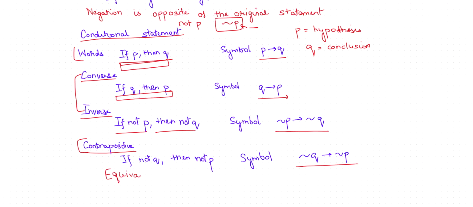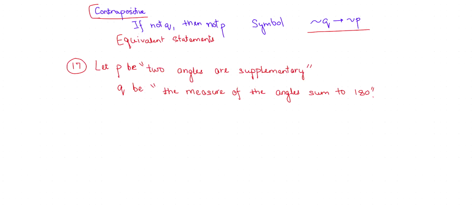When the statements are either both true or both false, those statements are known as equivalent statements. So let's do a question. This is the question given. Let P be given as "two angles are supplementary," which is the hypothesis, and the conclusion is "the measure of the angles sum to 180 degrees."